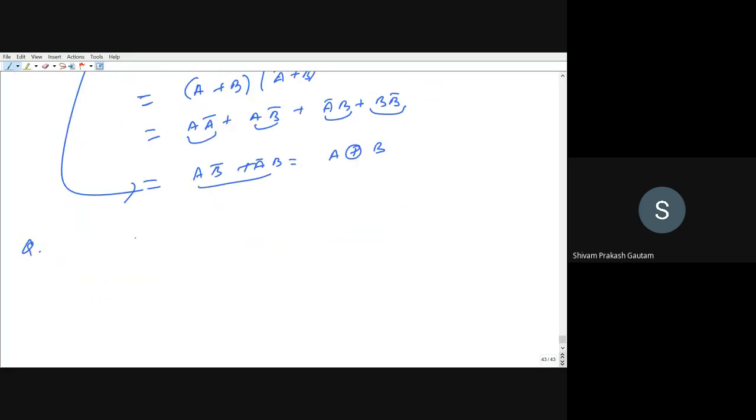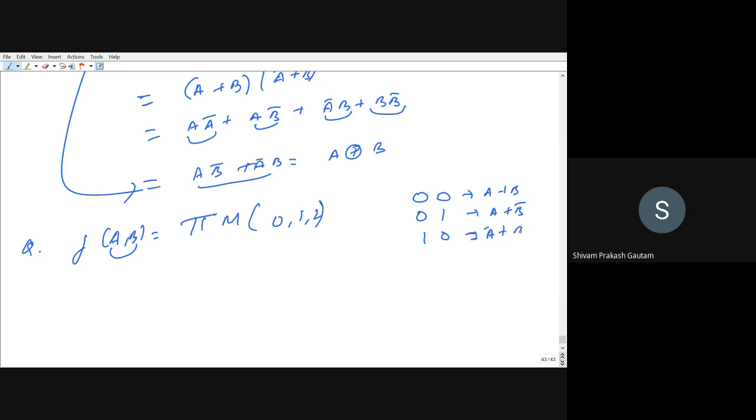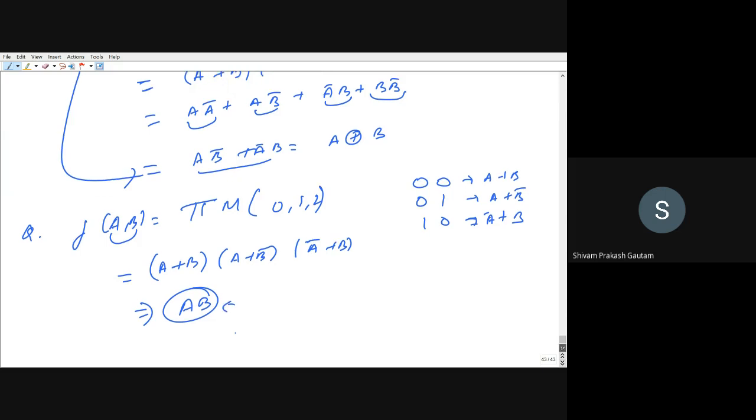Next problem, we again have variables A B, pi max term of 0, 1 and 2. Again we have 2 variables. So 0 is 0 0, 1 can be represented by 0 1, 2 can be represented by 1 0. So this is A plus B, this is A plus B bar, this is A bar plus B. This can be represented as A plus B multiplied by A plus B bar multiplied by A bar plus B. If you want to solve it, open the bracket and it will be equal to A. We will move forward.